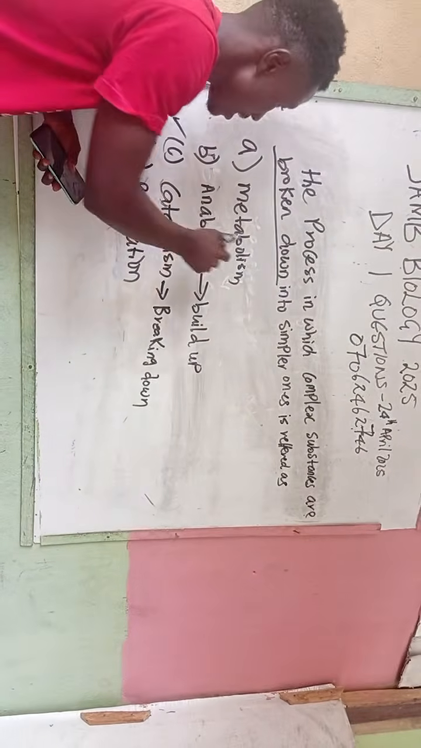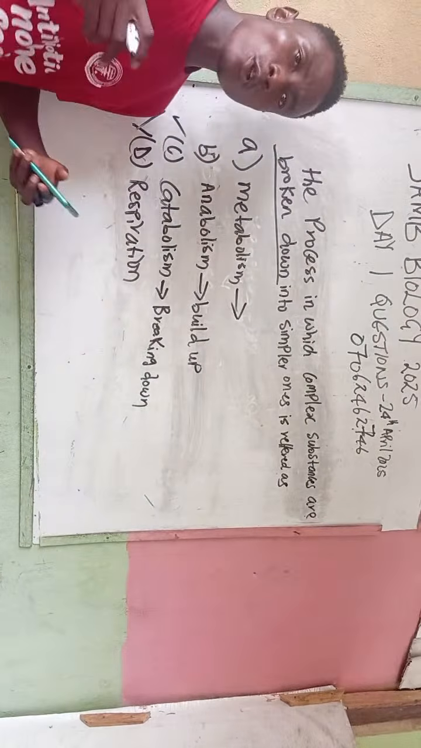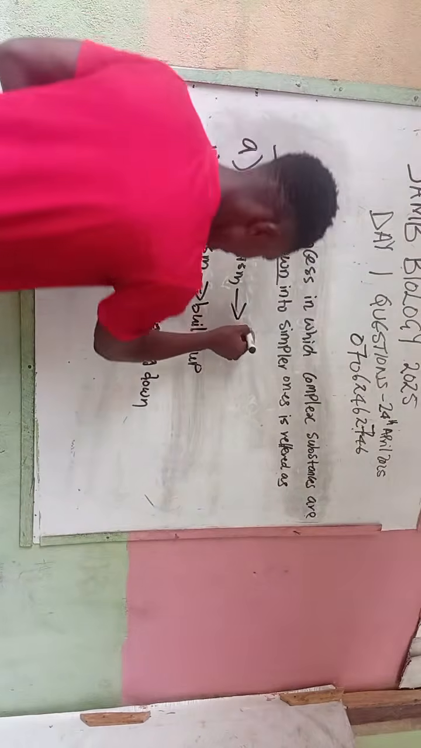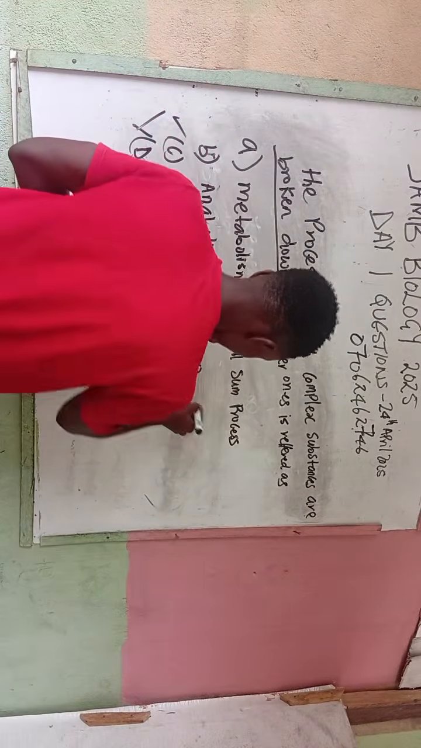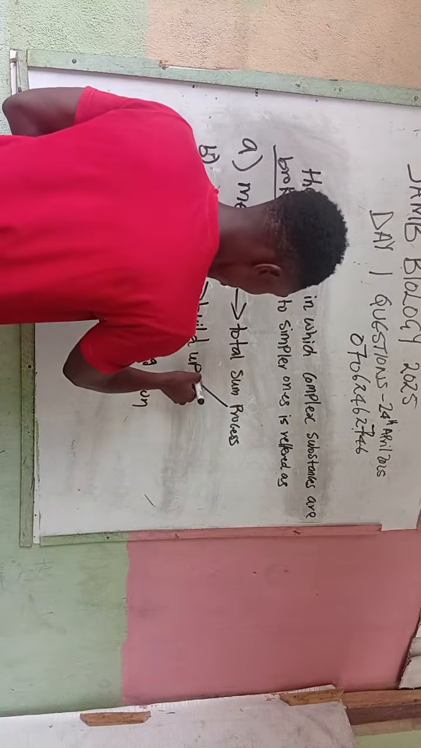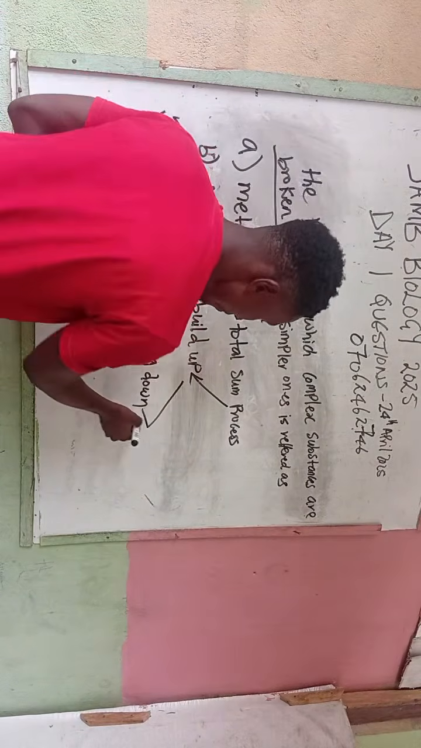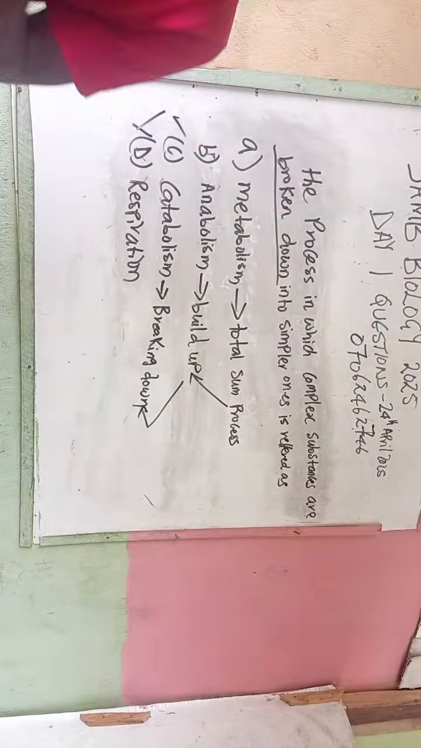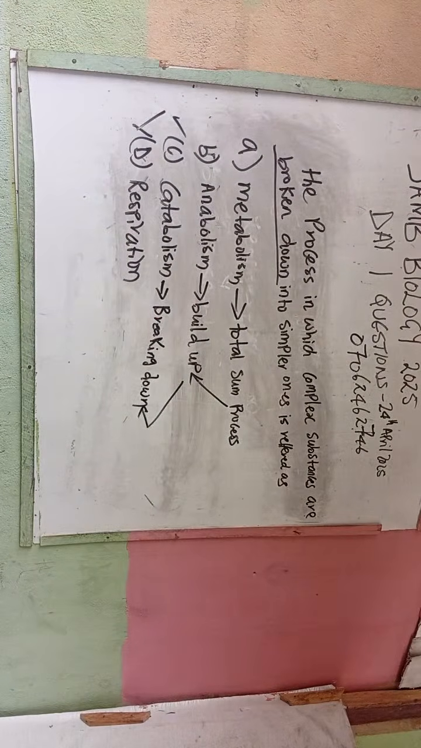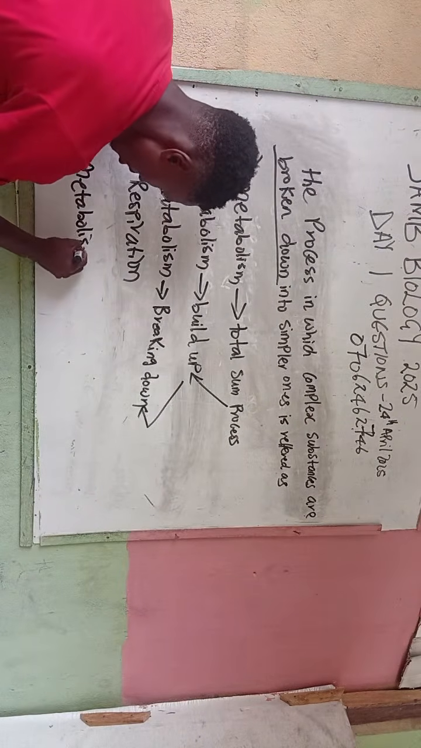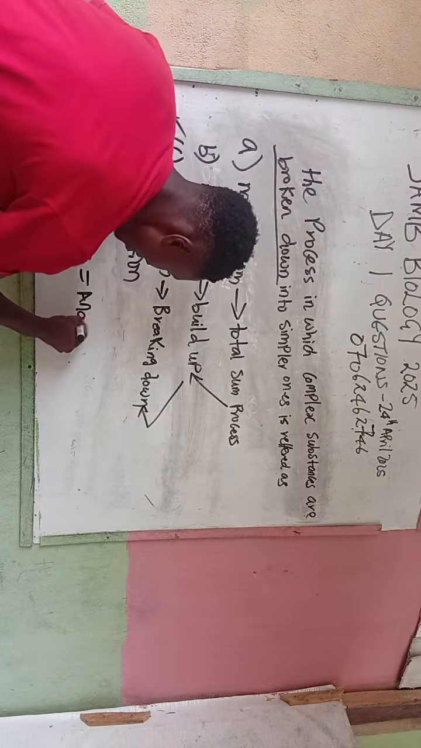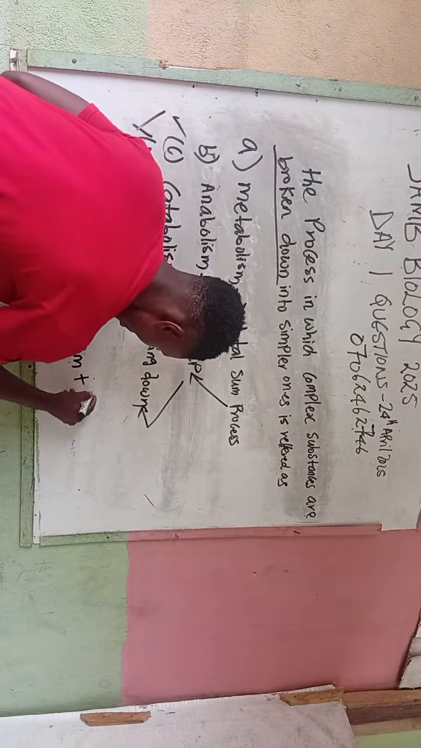Then metabolism is the total sum process of the building up and the breaking down. You understand? Metabolism is the total sum process of the build up and the breaking down. So therefore, metabolism equals anabolism plus catabolism.